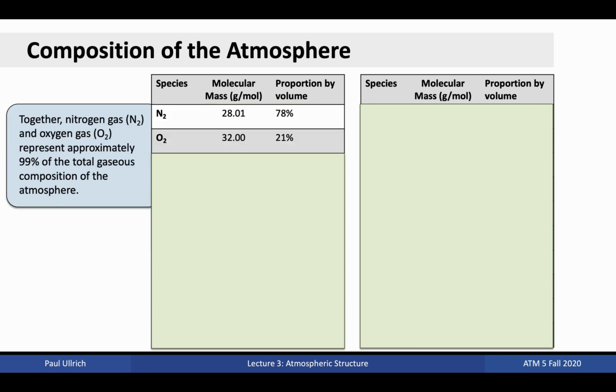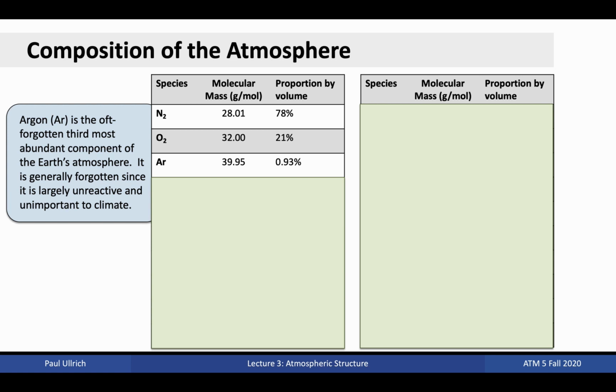By volume, nitrogen gas, or N2, is the most common constituent of the atmosphere, equal to about 78% of all molecules. Next comes oxygen gas, or O2, which represents 21% of the atmosphere by volume. Notably, oxygen is needed for combustion, so if oxygen was a higher percentage of the atmosphere, then fire would be a much more common problem worldwide. Together, these two gases already contribute to 99% of the total atmosphere by volume.